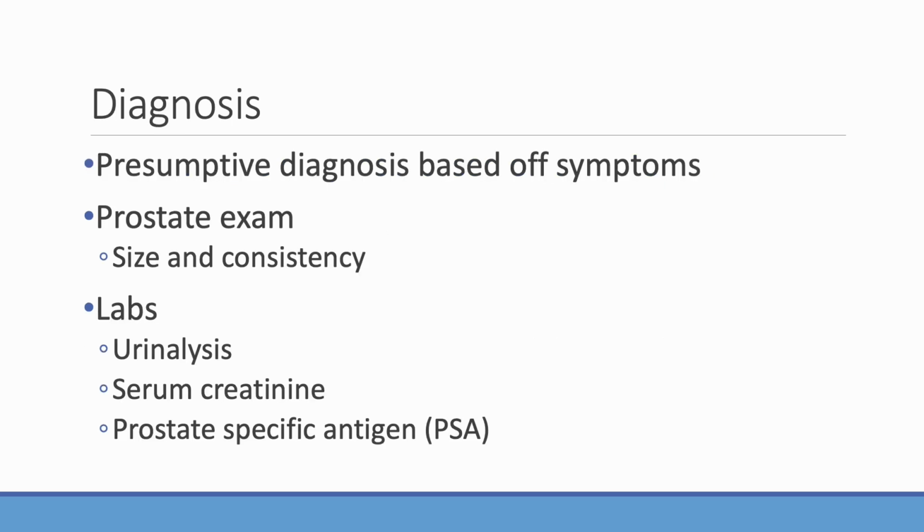It's a presumptive diagnosis really that's based off of symptoms, but we can also perform prostate exams to determine the size of the prostate and the consistency, and then also some labs can be involved, some things like a urinalysis, looking at their creatinine, and then also prostate-specific antigen, or PSA. So this could be some ways that we either differentiate the diagnosis to something else or determine BPH.